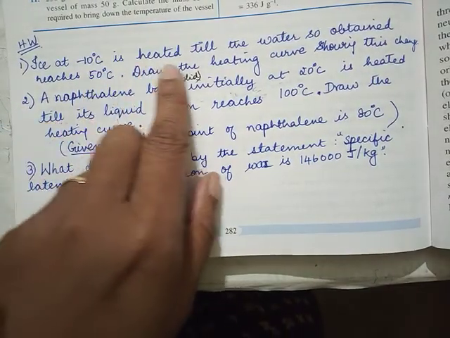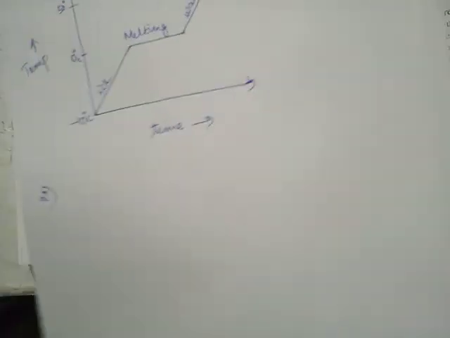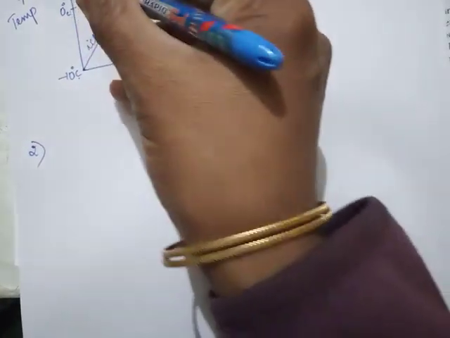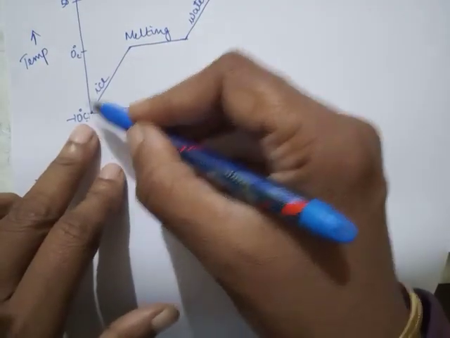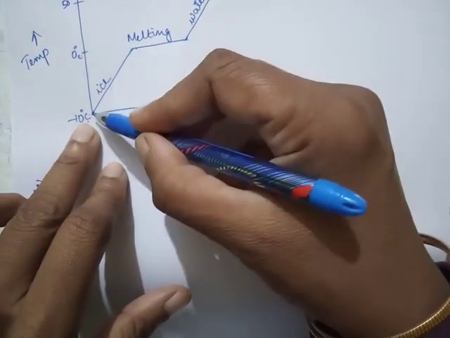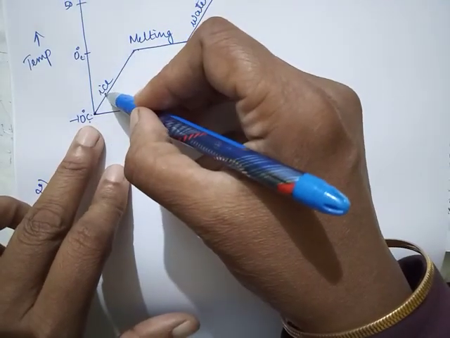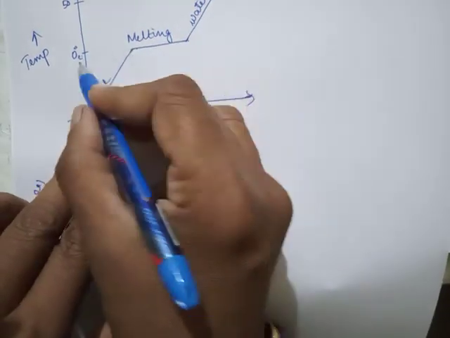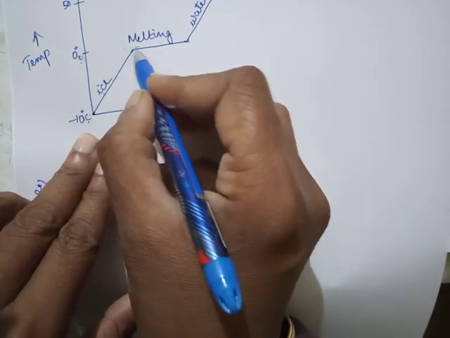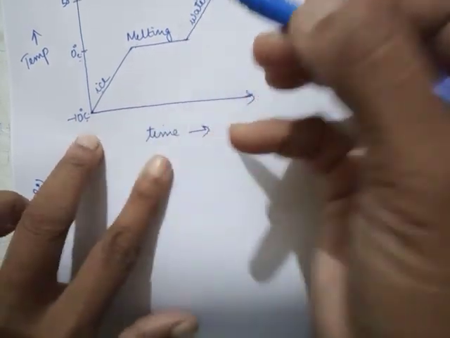The first one was: ice at -10 is heated till it becomes water at 50 degrees Celsius. So -10, 0 and 50. From -10 to 0, temperature will rise. As you apply heat, temperature rises and it will be in ice. At 0, melting will happen, and during melting, temperature remains constant. So you will have a flat line, a horizontal line like this.